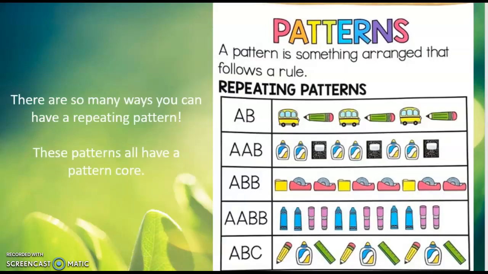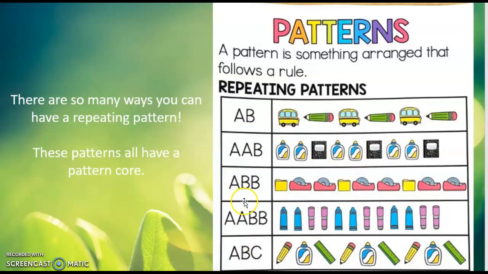When we look at patterns, the patterns can have different cores. Remember, that's the part that's repeating. A pattern can have an A-B core, just like this, where it is a bus, pencil, pencil pattern. Two things that keep repeating. Or a pattern can be A-B for the core, where it's just like this example. Glue stick, glue bottle, notebook. Glue bottle, notebook.